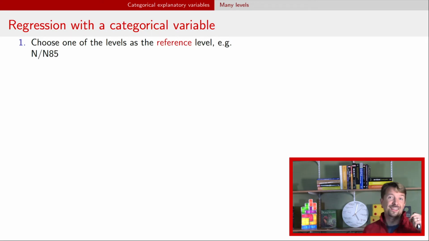Step number 1 is you need to decide what level of the categorical explanatory variable to use as your reference level. Good choices are typically controls or placebos or the group that is sort of the standard. That's typically the group that you want to use for your reference level. In this experiment, N85 was in fact that reference level.